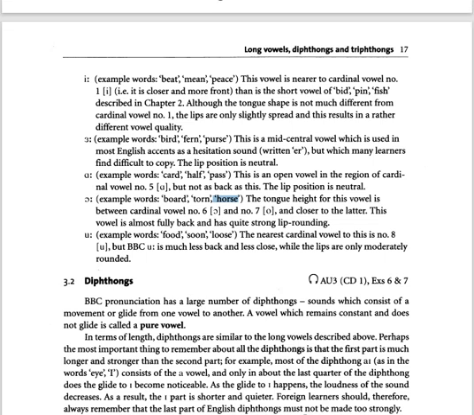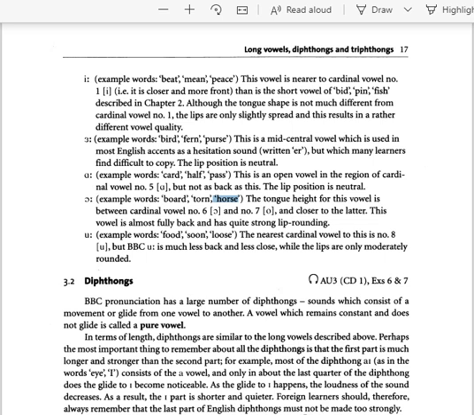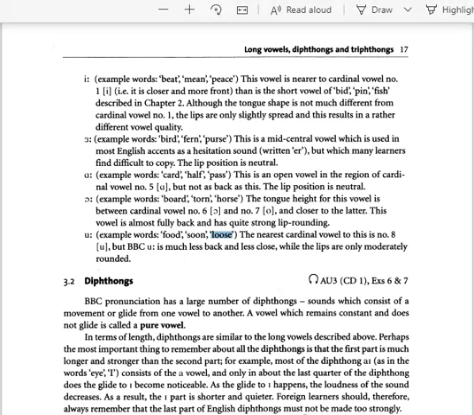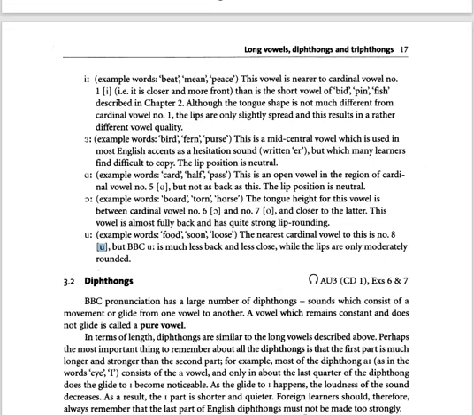The tongue height for this vowel is between cardinal vowel number 6 and number 7, closer to the latter. This vowel is almost fully back and has quite strong lip rounding. The long vowel /uː/, example words: food, soon, lose. The nearest cardinal vowel to this is number 8, but the BBC long vowel is much less back and less close, while the lips are only moderately rounded.